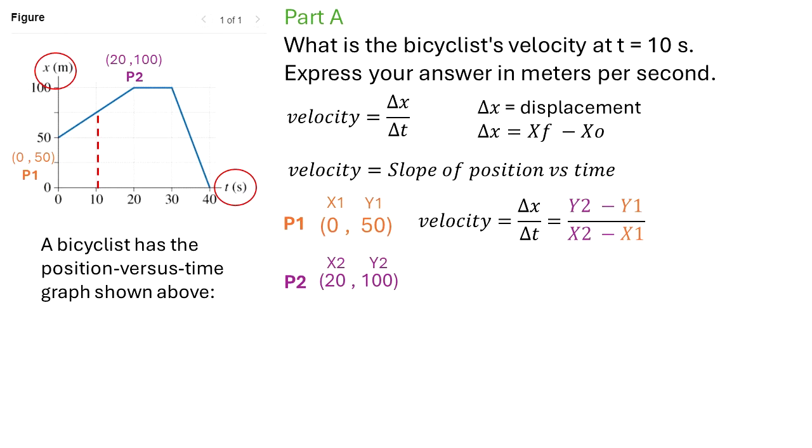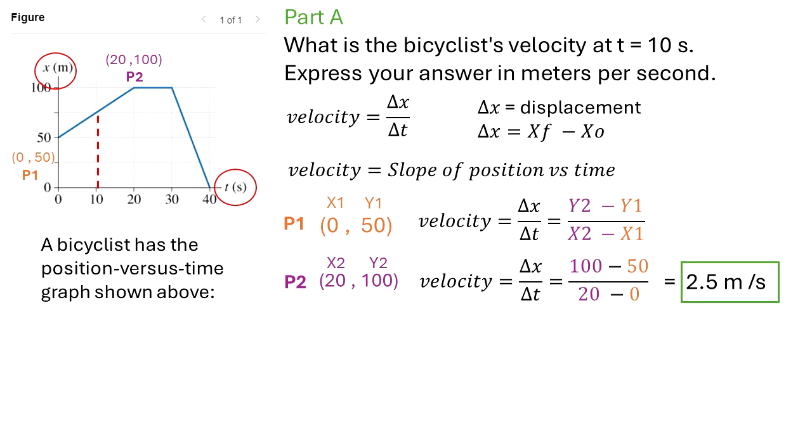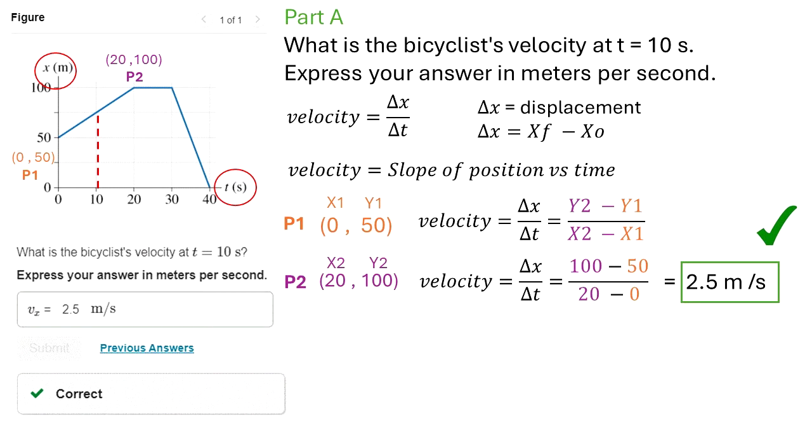By having 2 points in that line, it is possible for us to find the slope by using the concept of rise over run, as we can see here. It's going to be y2 minus y1 over x2 minus x1, which gives us a result of 2.5 meters per second. And we can verify that this is correct.